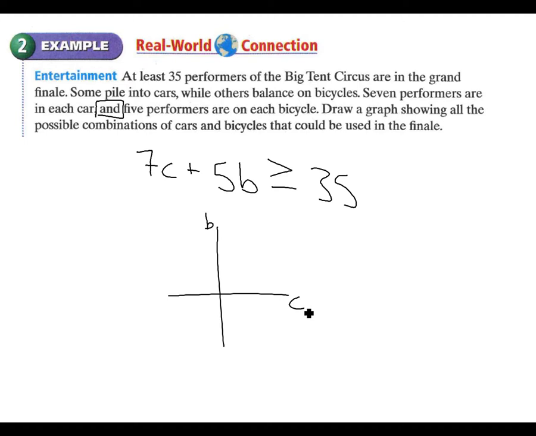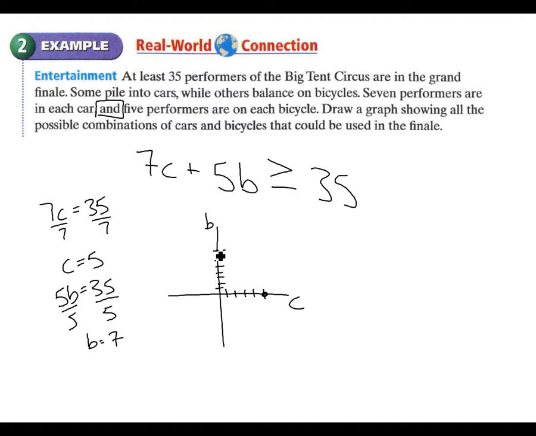For my intercepts, 7c equals 35. Divide by 7, and we get c equals 5. So I could have a maximum of 5 cars. For my bicycles, I would say 5b equals 35. Divide by 5, and we're going to get b equals 7. 2, 3, 4, 5, 6, 7. And I'm going to connect those two dots with a solid or a dotted line. Look back up here. It's got an equal, so this is going to be a solid line.